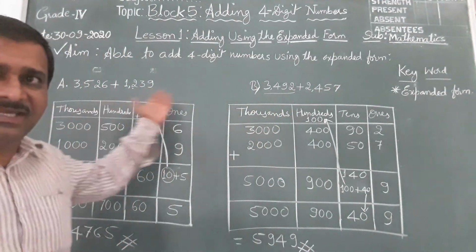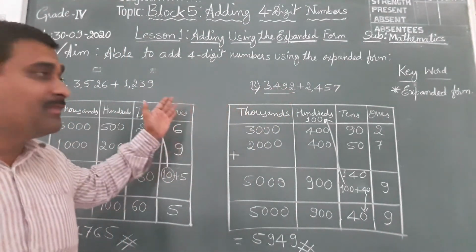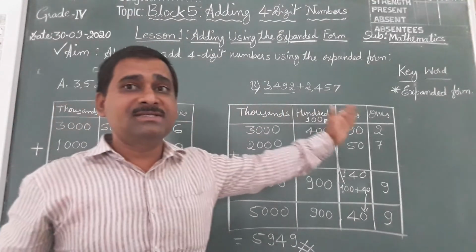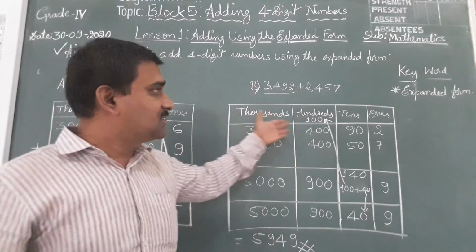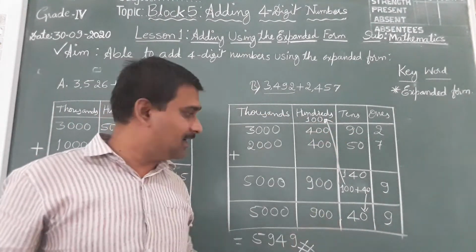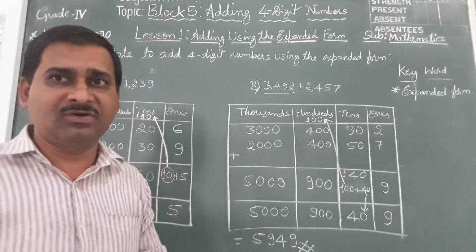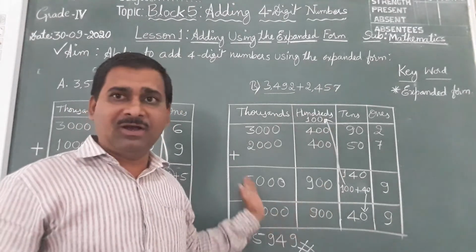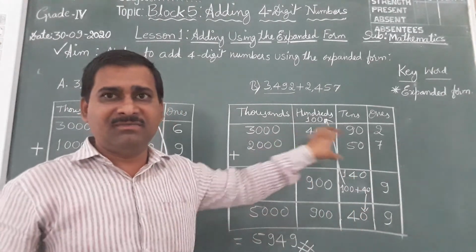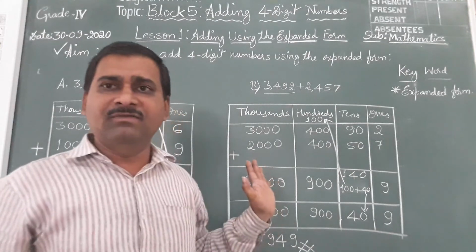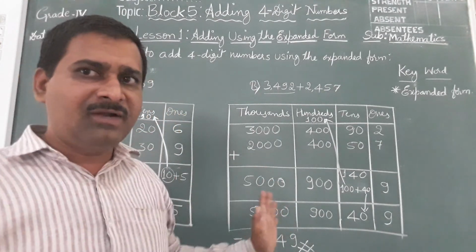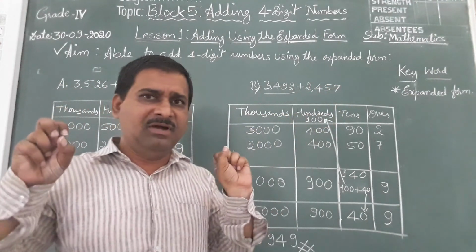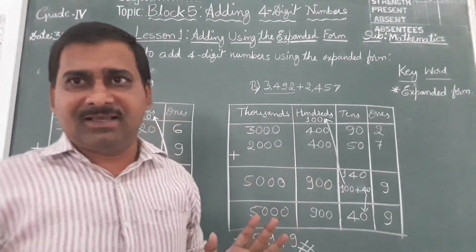And one more type: numbers are given directly and you are asked to add by using expanded form. Please draw this table, expand the numbers, add them neatly and write the answer. As it is, you do it in your notebook, children. In the worksheet you will find the same. The table is already drawn in the worksheet. Just fill in the numbers and write the answers. And word problems are also given. In the word problems, only addition problems will be given. Take the numbers from the word problem, expand them and add them.